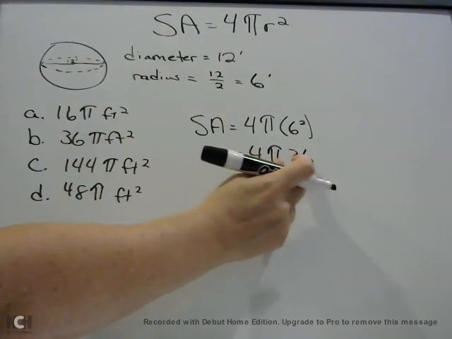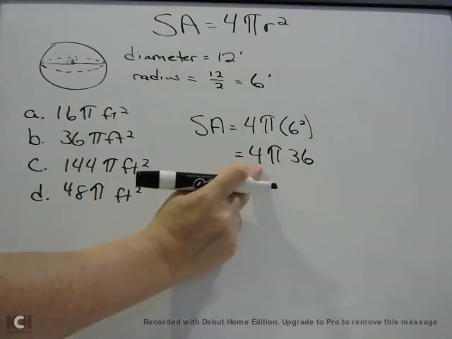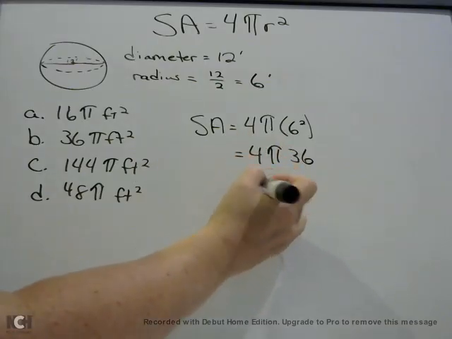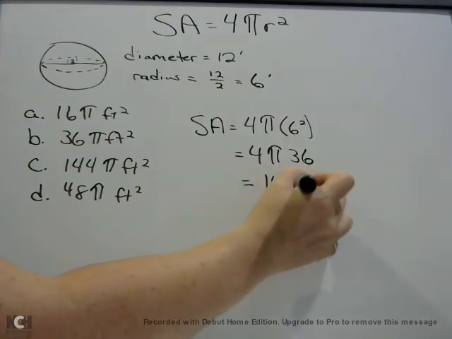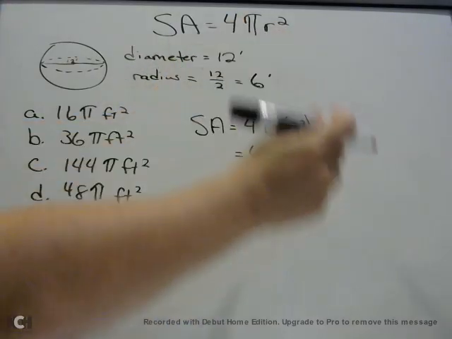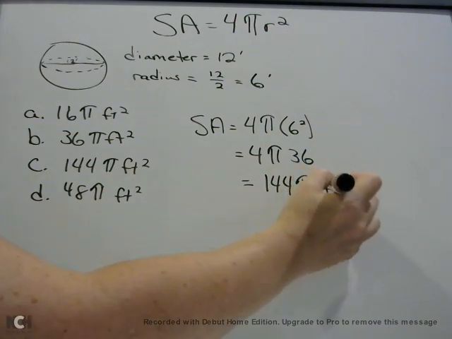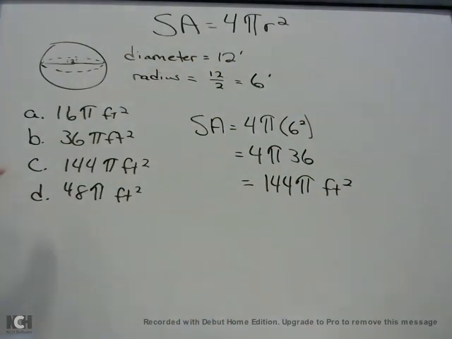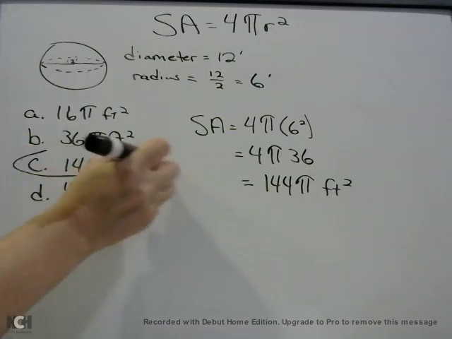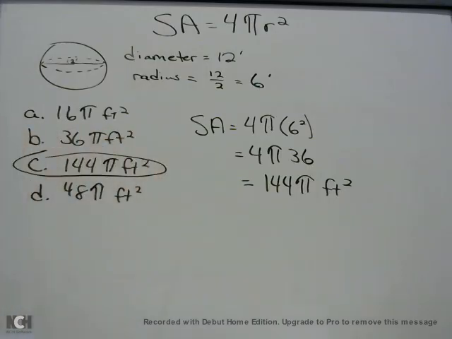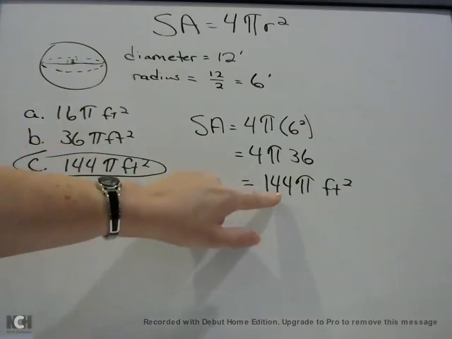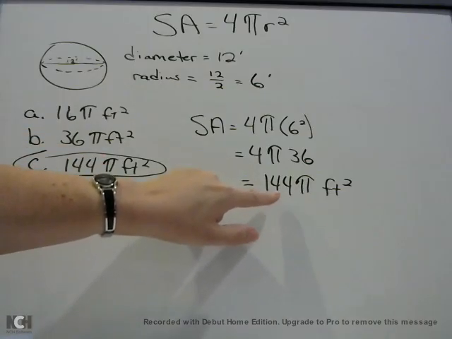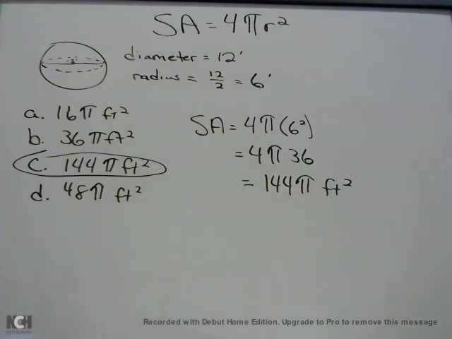We can multiply these two numbers together. And so we get 36 times 4 is 144 pi. And our units were in feet, so it's feet squared. And so we know that C is the answer. If it wasn't in terms of pi and we needed the exact answer, all you do is get your calculator out, 144 times 3.14, and that would give you the answer.